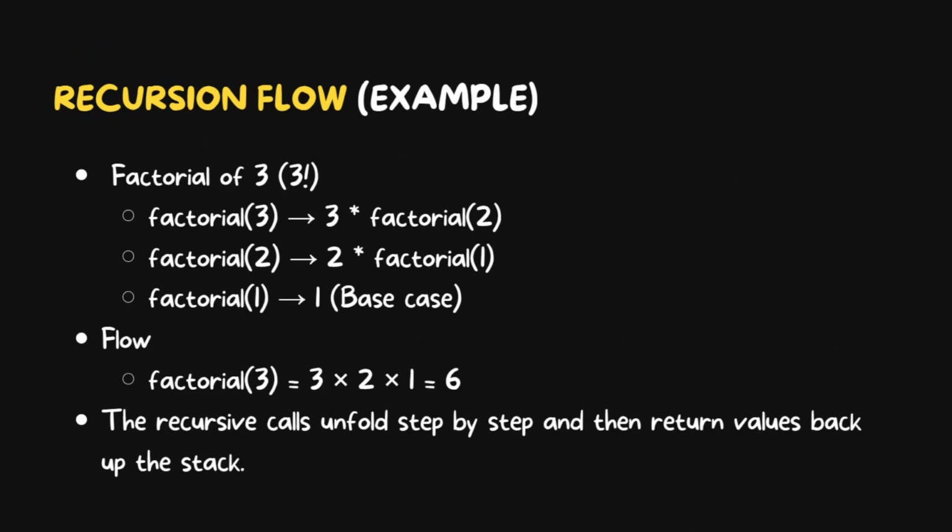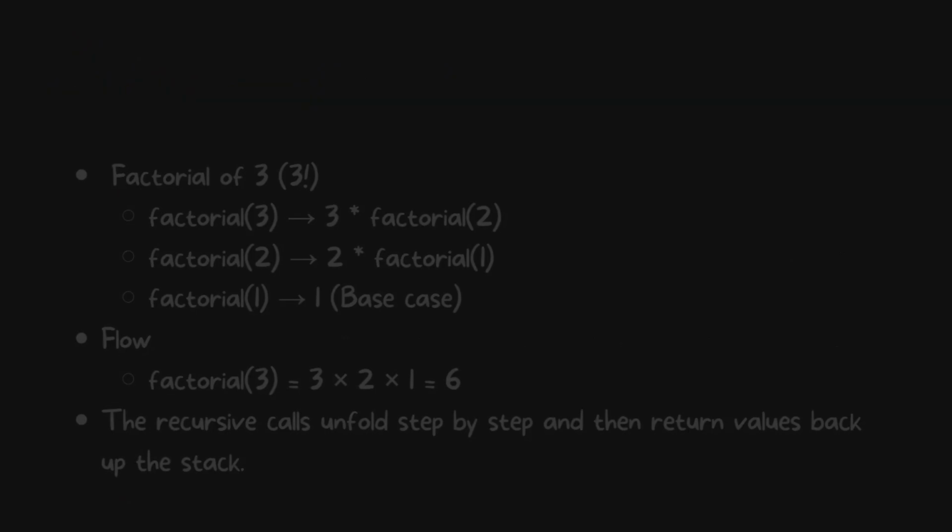Let's walk through an example to see recursion in action. We will calculate the factorial of 3. In the first step, factorial of 3 is equal to 3 times factorial of 2. So we need to calculate factorial of 2. It will be 2 times factorial of 1. Factorial of 1 is equal to 1, which is the base case in finding the factorial. So now we return the results back, which is 3 times 2 times 1, equal to 6. This back and forth flow happens through the call stack, where each function call waits for the next one to finish and then returns the result.